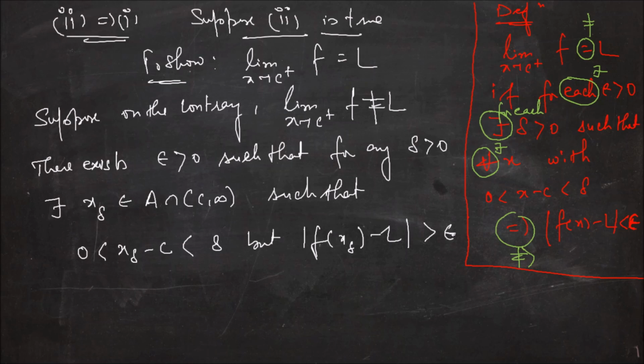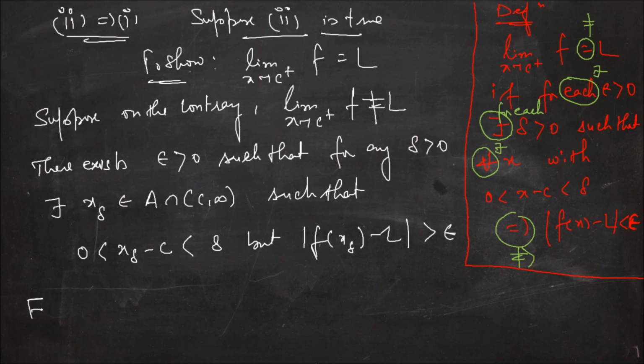So what we will do, since this is true for any delta greater than 0, we will take delta equal to 1 and get x1, then we will take delta equal to 1 by 2 and we will get x2, then delta equal to 1 by 3, we will get x3. So on we will proceed inductively and construct a sequence x_n such that x_n minus c is less than delta for all n belonging to N. So this is what we are going to do.